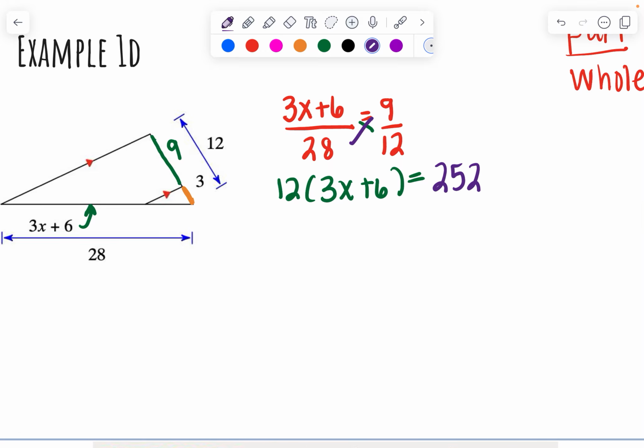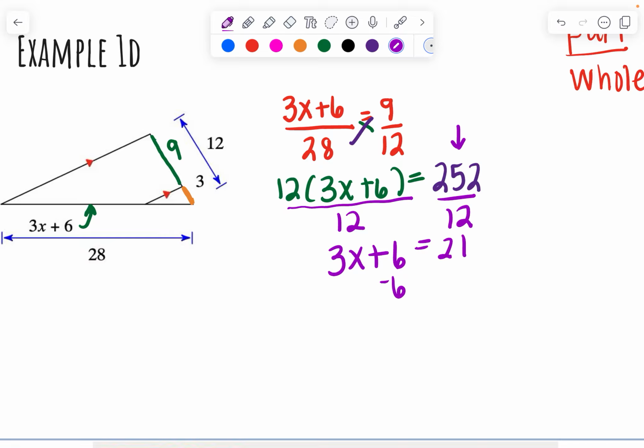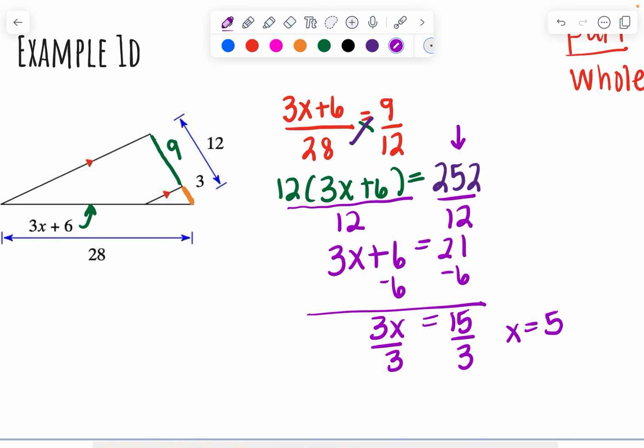We can use that same trick since there's only one term on this side. I'm going to divide both sides by 12. And I'll get that 3x plus 6 equals, let's see, 21. Then if I take 6 from both sides, I get 3x is 15. And then dividing both sides by 3, we'll get that x is 5.